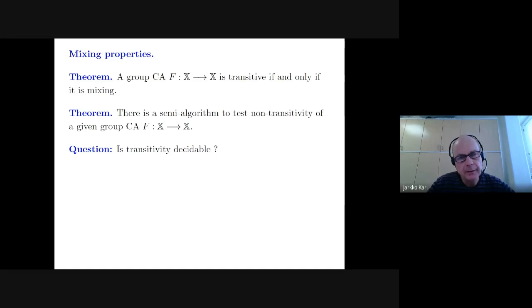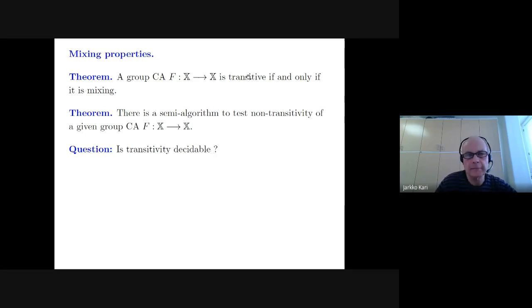Mixing properties, I didn't talk about this yesterday. This is another family of properties that people are interested in in the theory of dynamical systems: whether your configuration space gets mixed when you iterate the cellular automaton. And here, this is the only question that we couldn't answer with our method directly yet. We don't know about transitivity or mixingness, which actually turn out to be equivalent properties for group cellular automata: they are transitive if and only if they are mixing.